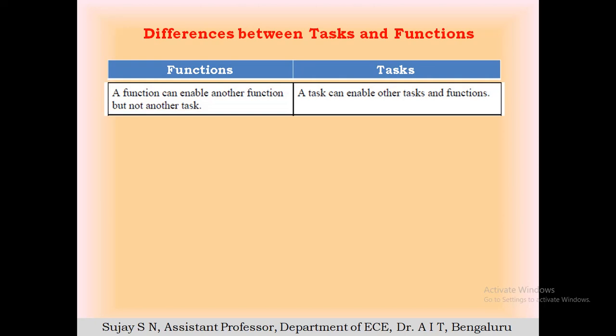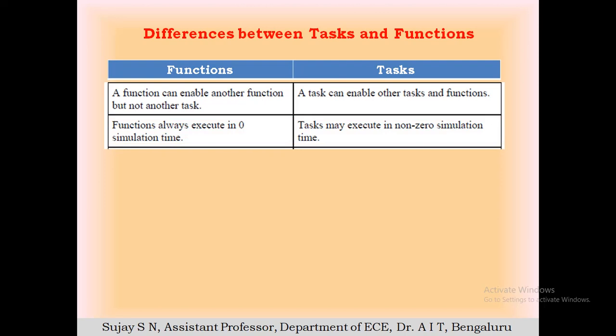A function can enable another function, but not another task. A task can enable another task and functions also. Means within the function, we can enable other functions, but we can't enable other tasks within the function. A task can enable other tasks also and other functions also.